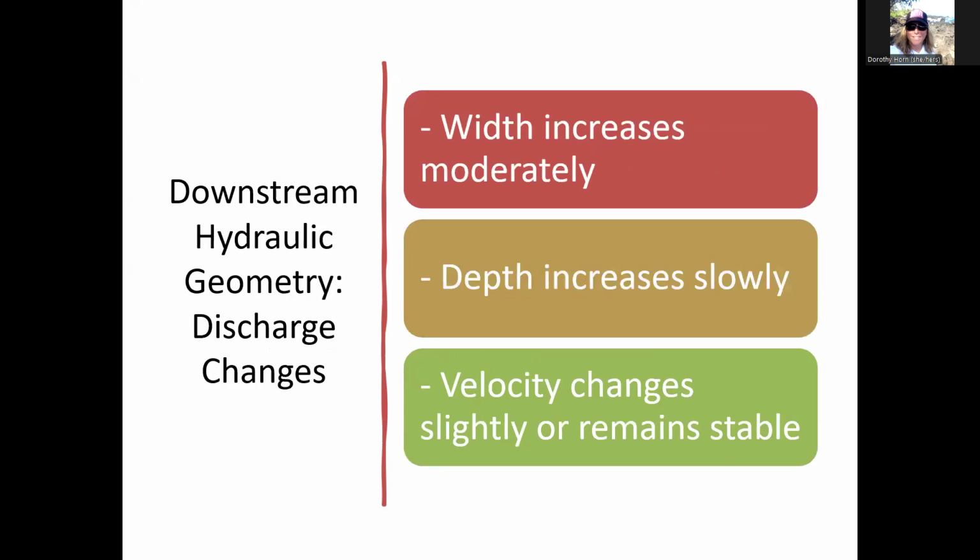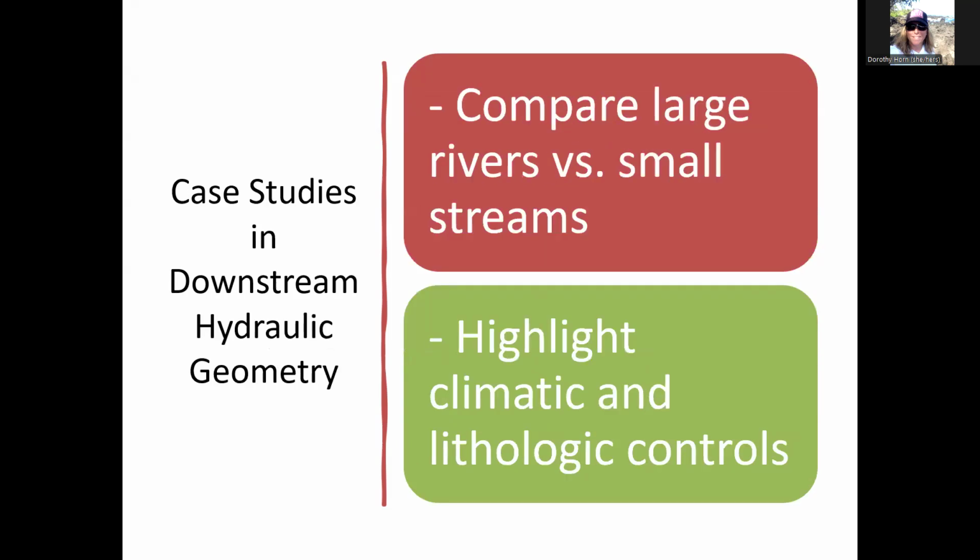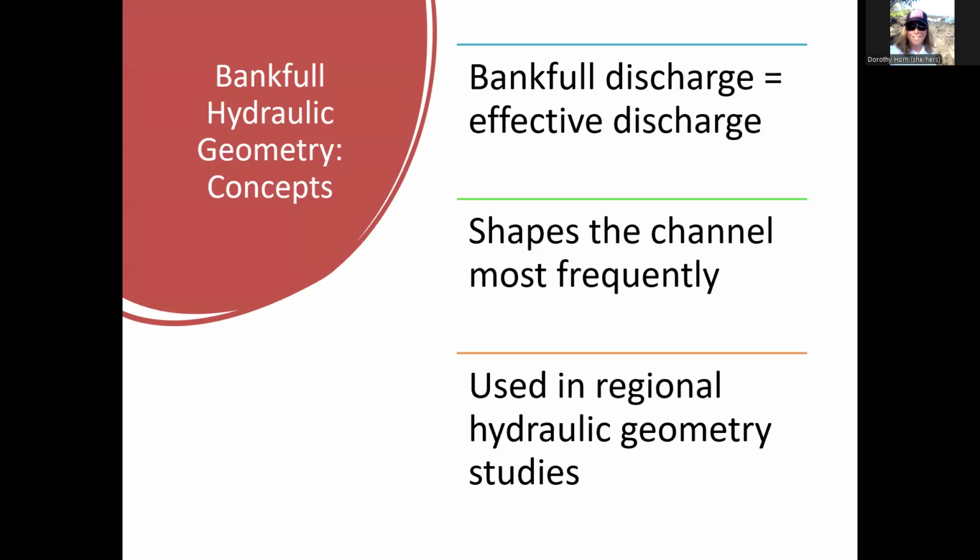So when you have a bigger width, right, it goes slowly, depth increases slowly, but velocity changes and or remains fairly stable unless there's a big change, right, in your slope or something along those lines. When you compare large rivers and small streams, you can see the big difference, right? You can see lithological controls as far as how climate has to do with it and the big changes in those smaller streams. So remember what bankfull is, right?